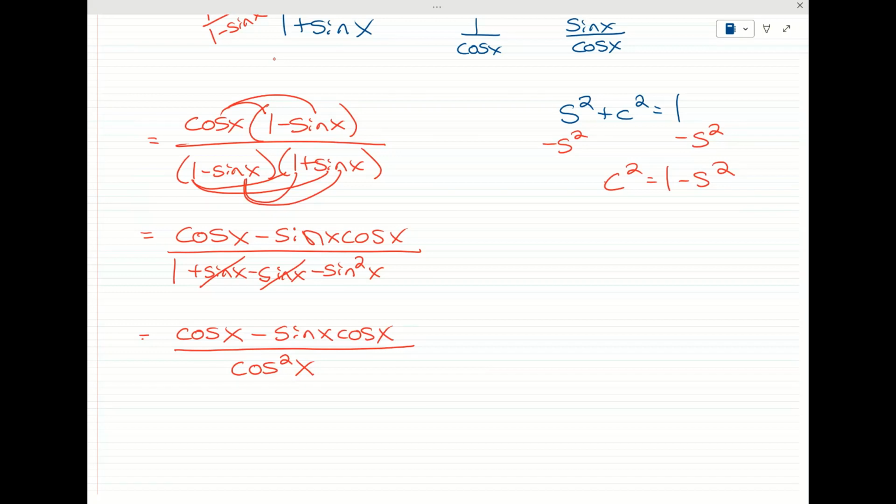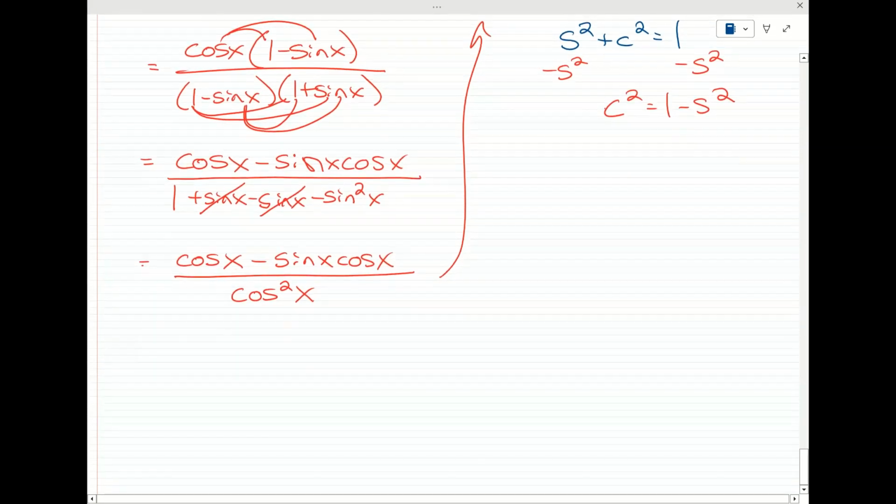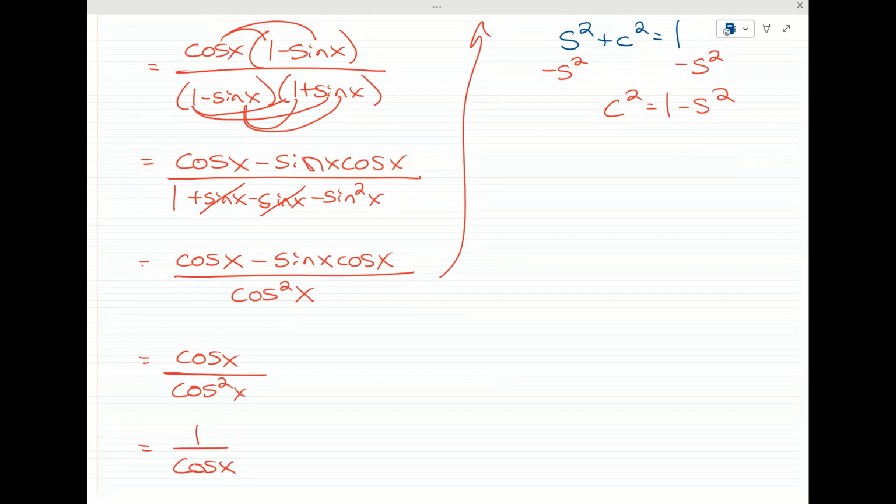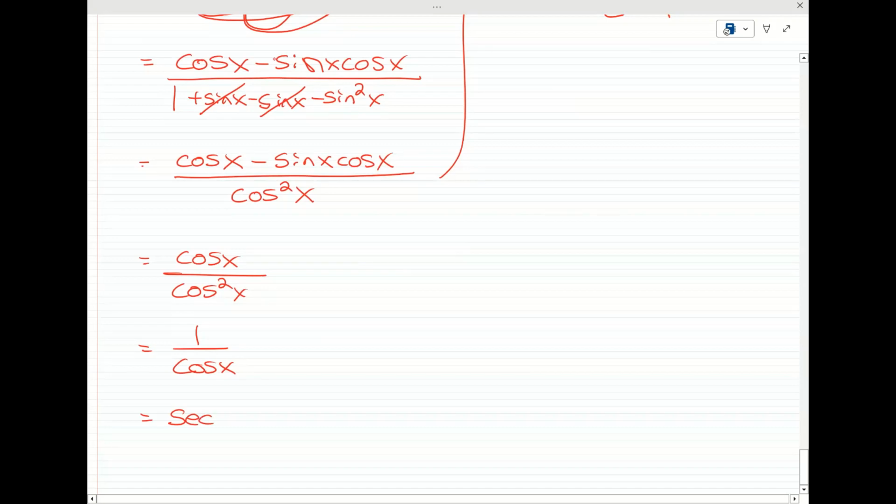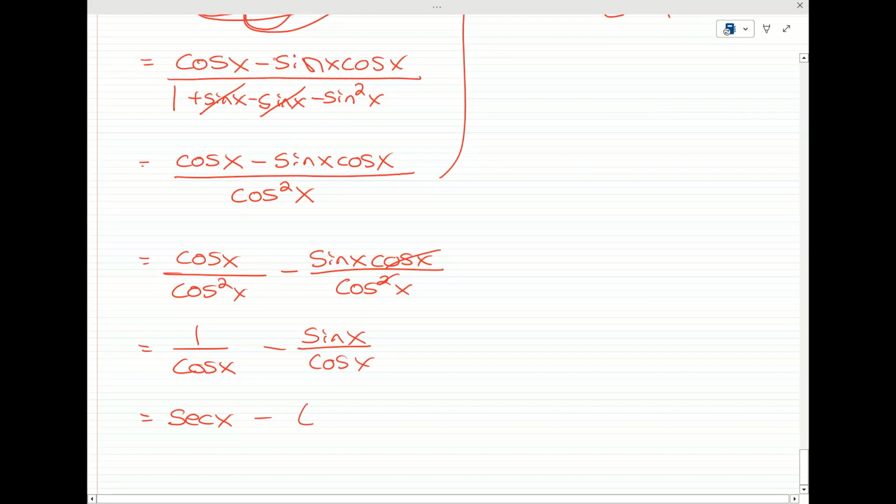The way that we finish to get this to look like what we started with is we could just write it as separate fractions. So cosine of x over cosine squared of x is 1 over cosine, which is just secant. And then minus sine x cosine x divided by cosine squared. One of these cancels with one of these. And then sine of x over cosine of x is tangent of x. And that's exactly what we wanted.